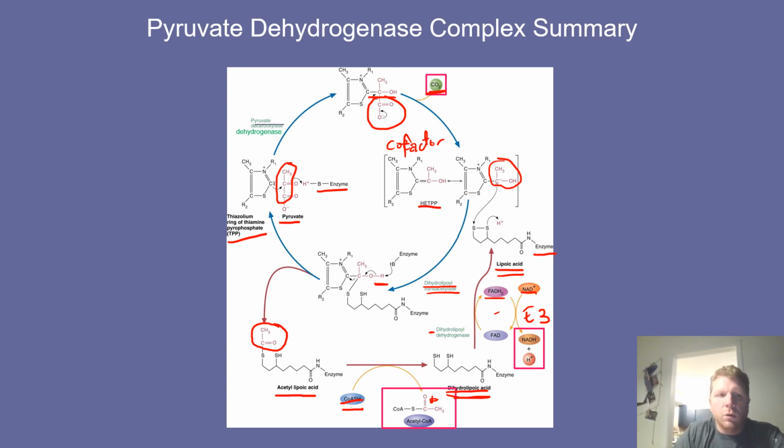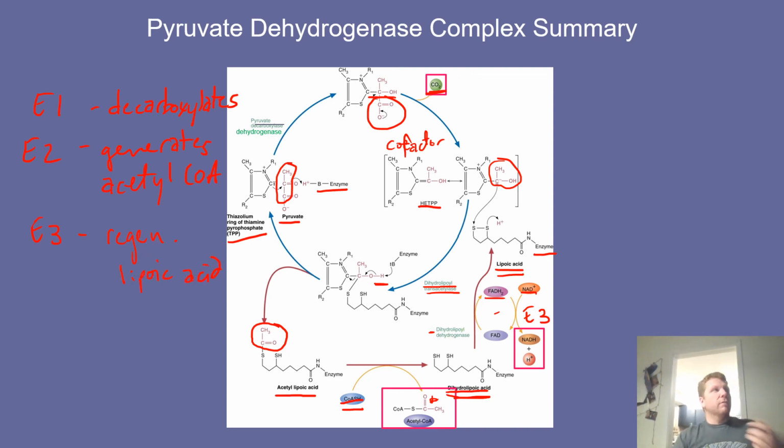What I want you to take away from this is E1 decarboxylates, E2 generates acetyl CoA, and E3 is going to regenerate lipoic acid.